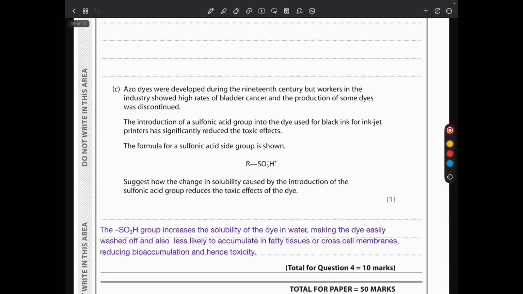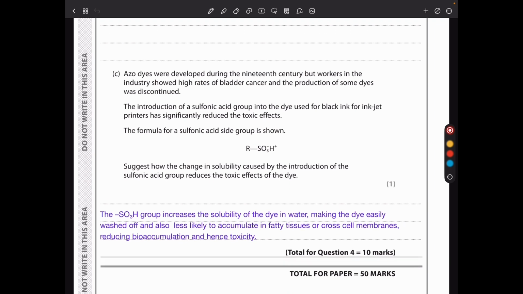Then next they say, as the dyes were developed during the 19th century, workers in the industry showed high rates of bladder cancer and the production of some dyes was discontinued. The introduction of a sulfonic acid group into the dye used for black ink for inkjet printers has significantly reduced the toxic effects. The formula for a sulfonic acid side group is shown here. We can see it's charged.